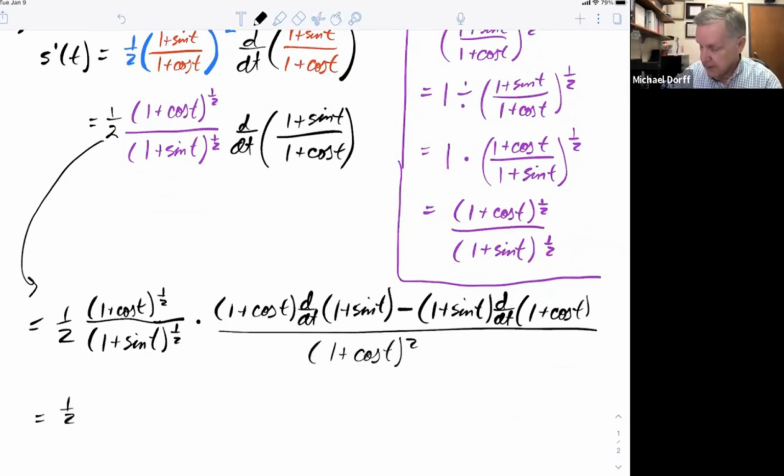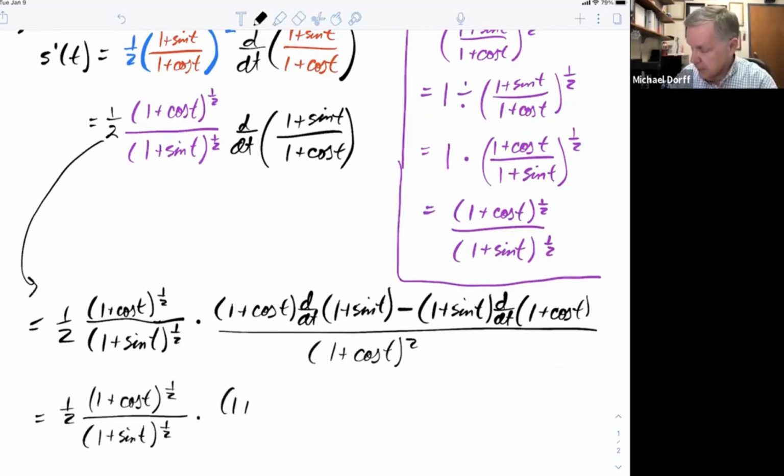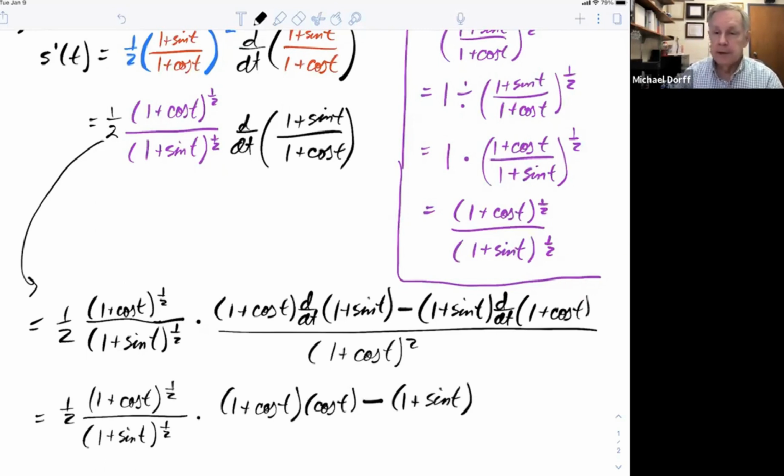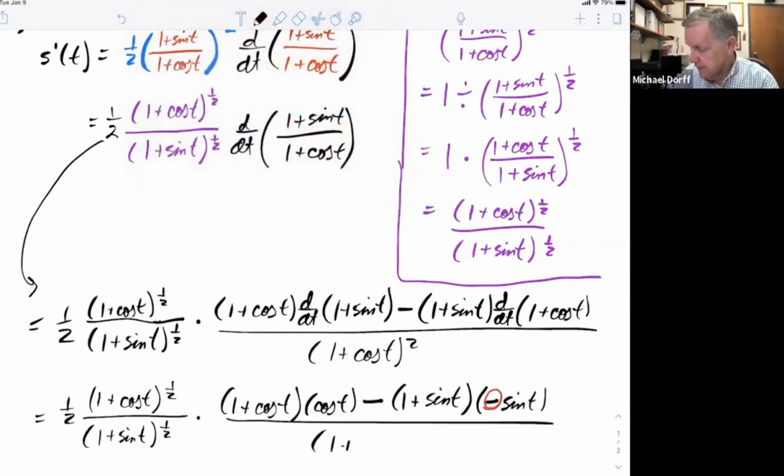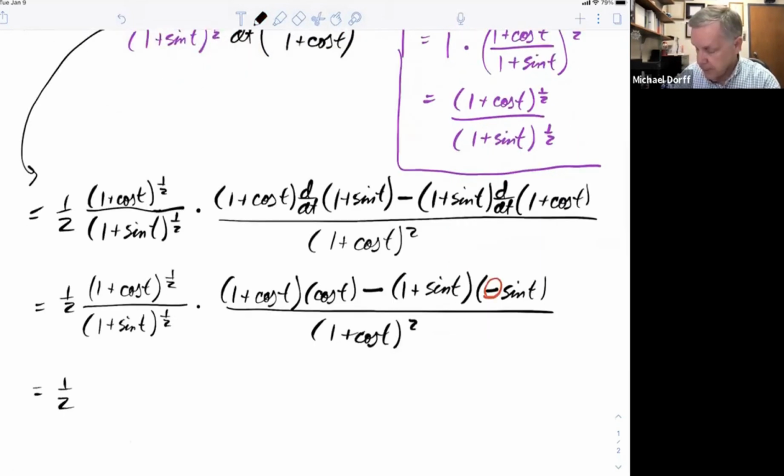So then again, on the left, I've got the same thing I had before. And now, continuing with the quotient rule here, d/dt of 1 plus sine t: the derivative of 1 is 0, the derivative of sine t is cosine t, minus, parentheses 1 plus sine t, and then the derivative of 1 plus cosine t would give me minus sine t. So make sure you have that minus there, and then that's all over the denominator squared. We're going to simplify some more. Left part stays the same.